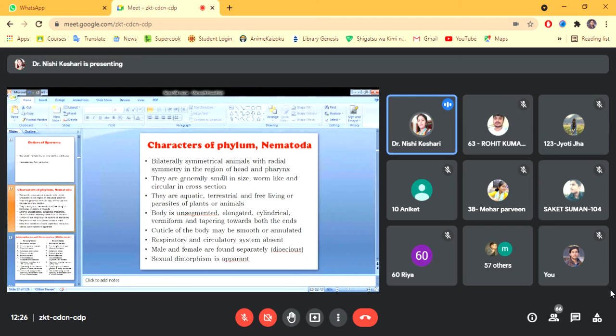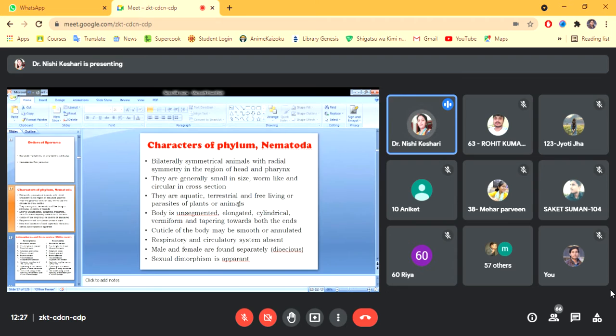Now the characters of Nematoda. What are the major characters of Nematoda? That is the phylum, the highest rank. Previously nematodes were grouped into different classes, and now they have been classified into different groups, that is phylum Nematoda. Nematoda animals are bilaterally symmetrical, meaning in the sagittal plane they have two identical parts of their body, and they have radial symmetry in the region of head and pharynx. They are generally small in size, worm-like and circular in cross-section, meaning when you cut a cross section you get a circle.